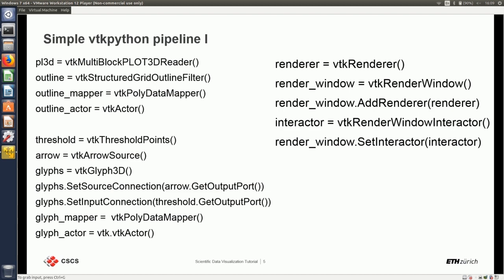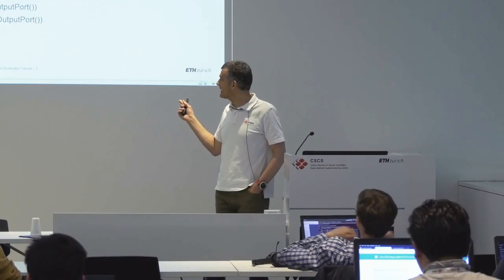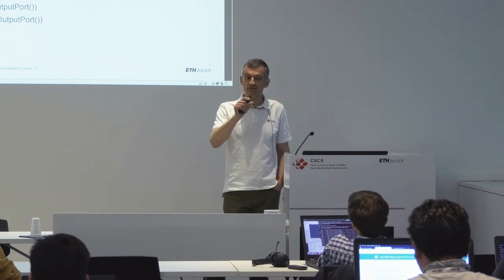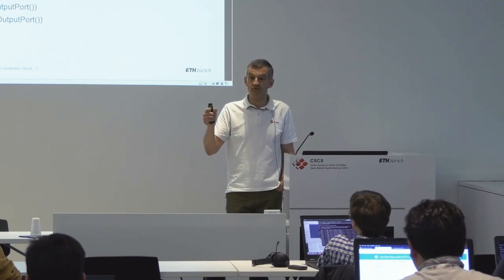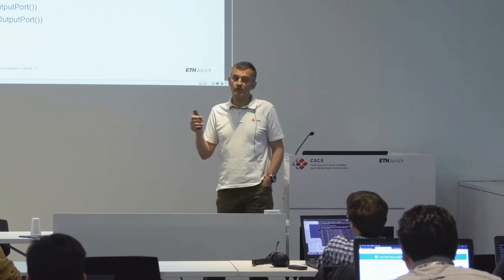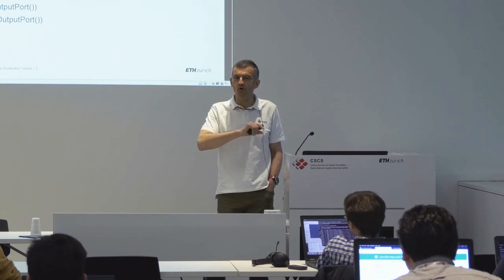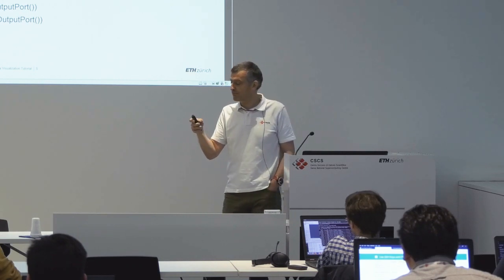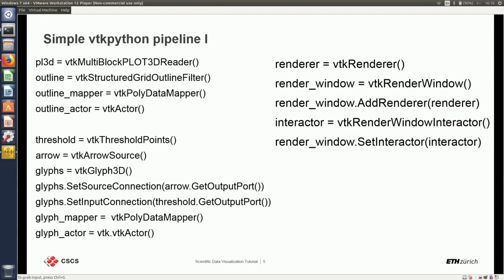What does the glyph mapper do? In this case, it puts a little arrow at each grid point. This is typically used to show velocity fields or any vector field. We're going to use threshold because we don't want to put a little arrow on all the vertices, otherwise we'd have too many on the screen and it would be a big mess. So the source to the glyph filter is the little arrow. That's the geometric object we want to replicate everywhere. And the input is the grid itself, in that case, the grid at a reduced resolution because we are thresholding.